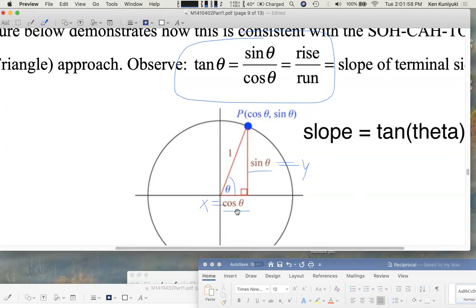X-coordinate is cosine of theta. Y-coordinate is sine of theta. And please make sure not to mix these up, because we usually study sine first in trig. So remember, that's not x, it's y. That's a big source of confusion. Tangent is slope.